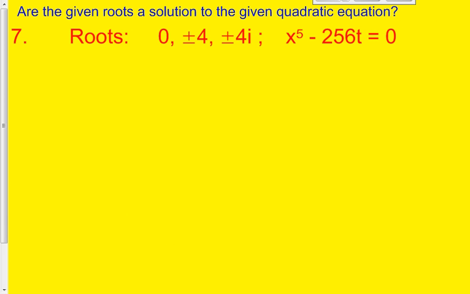We have 5 roots on this one: 0, positive 4, negative 4, positive 4i, negative 4i. Even though we have 5 roots, we really don't do much different. We set them first equal to x. x equals 0.